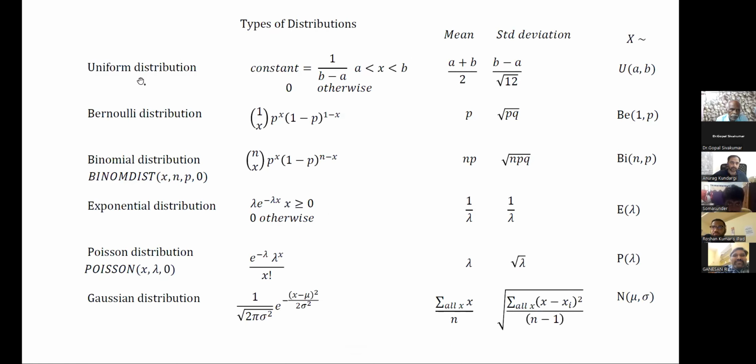So we will see this first, uniform distribution. You know what is uniform distribution? Constant, 1 by b minus a. What is the constant? 1 by b minus a, from the region x is equal to a to b. Are you able to understand this distribution, uniform distribution? Yes or no?